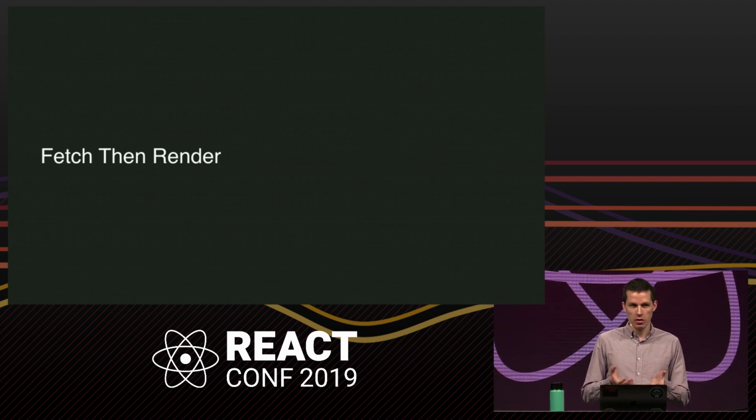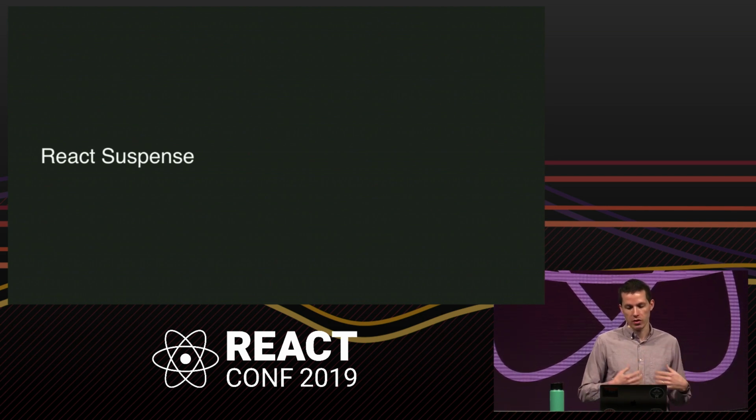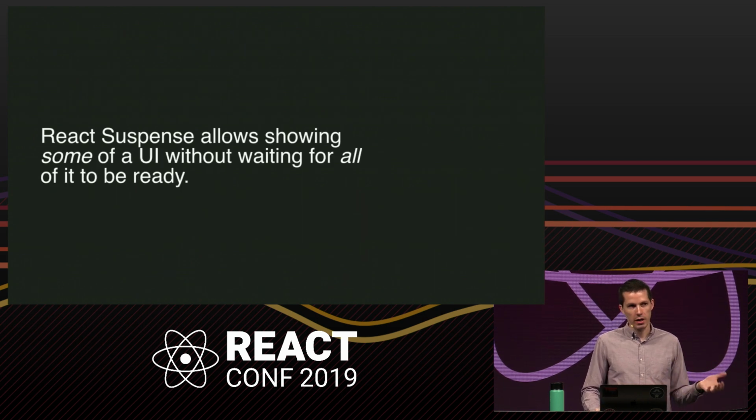So this lets us design the loading state. We can at least have one initial loading state that we've thought about, and then a final state that shows the entire UI. But it doesn't let us show too much in the meantime. If you think about it, these two approaches are really extremes on a spectrum. In practice, we want to be able to incrementally render a UI as data becomes ready. And that's what React Suspense is about. It's about showing some of a UI without waiting for all of it to be ready.